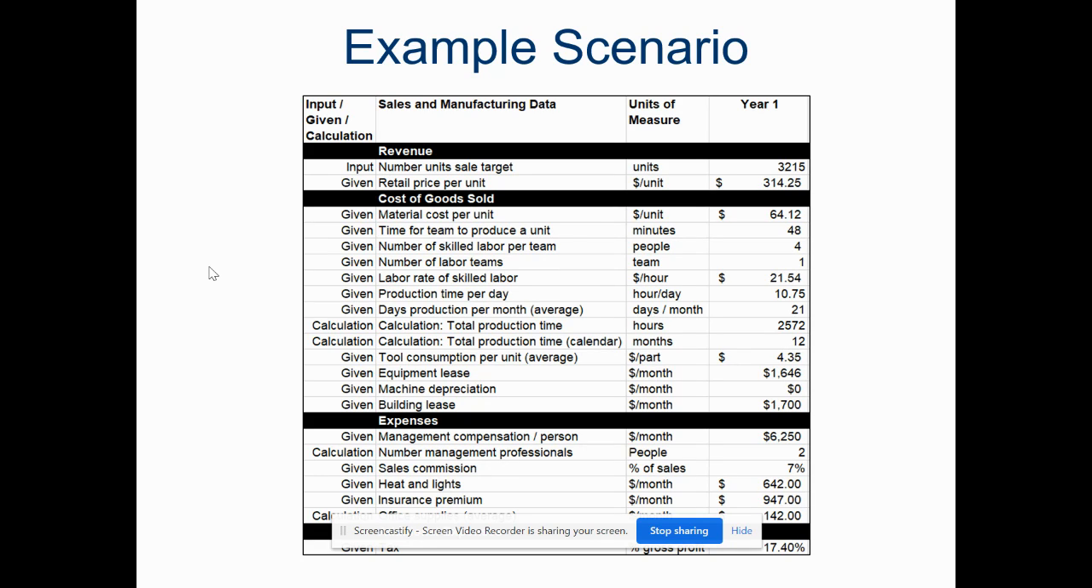How long, time does it take? This one's in minutes. It takes 4 skilled workers. Skilled workers are different than unskilled. So yeah, production time per day, how long does it take? So you just have to kind of go through the chart. Total time it takes in hours. Equipment lease, that would be maybe one, for example, that wouldn't change per month. You have to rent the building lease. And then management, you're going to have managers, sales, commission, how much for heat and lights. That's another one that wouldn't change, insurance, etc.